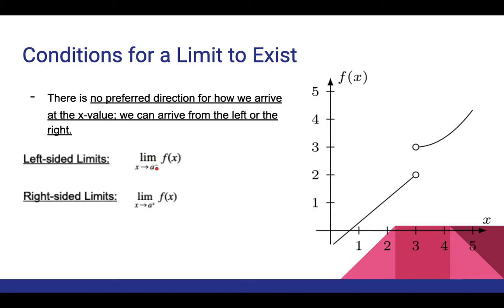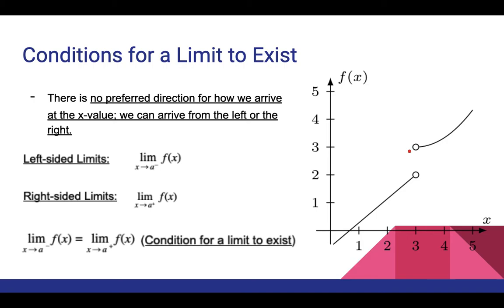The left-sided limit notation uses a negative superscript, since we tend to associate negative numbers with left of 0, and positive with the right-sided limits. So we can see right here, looking at this graph, that the left-sided limit, as x gets closer to 3 from the left, would be 2, since that's what our curve approaches, while the right-sided limit would be 3, since we approach a y value of 3 from the right.